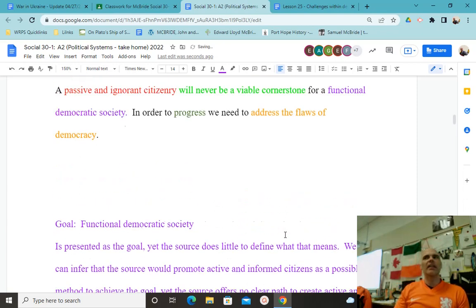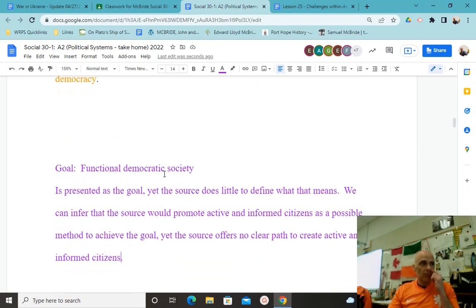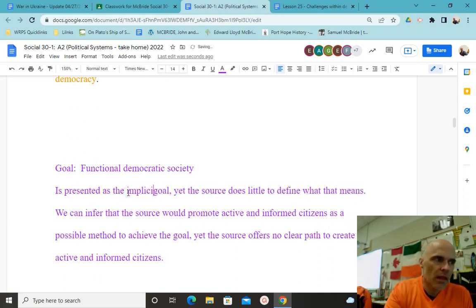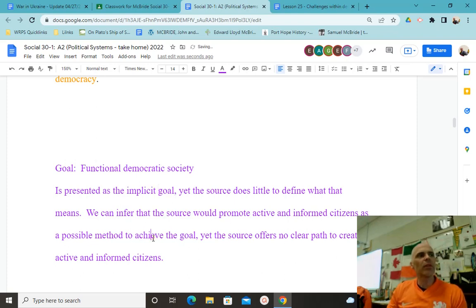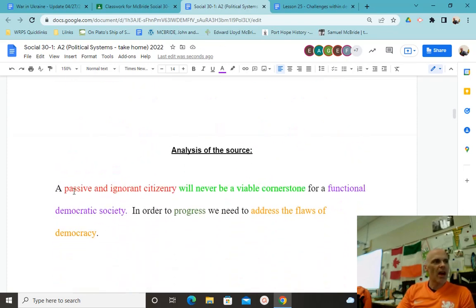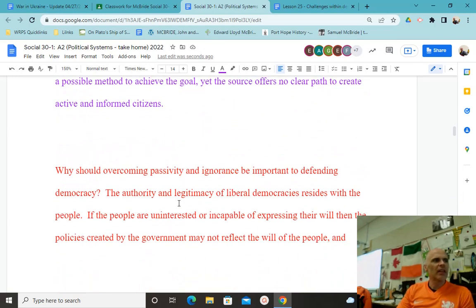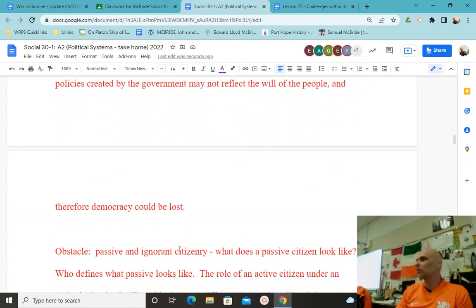That's kind of just a beginning, taking that phrase, functional democratic society, and identifying it as an implicit goal. And really identifying what the theme of this paper is going to be. Next up, in red, we have passive and ignorant citizenry. This is presented as a possible obstacle, right?